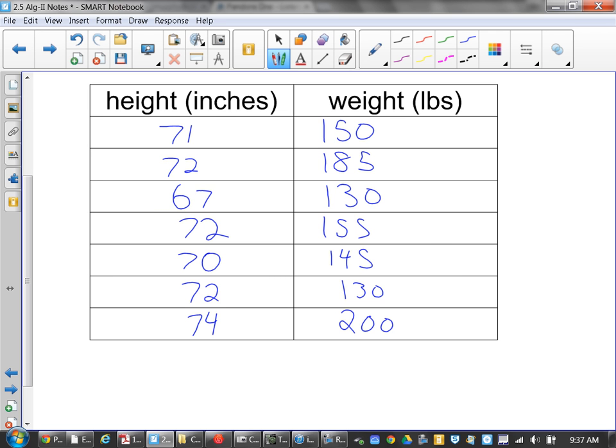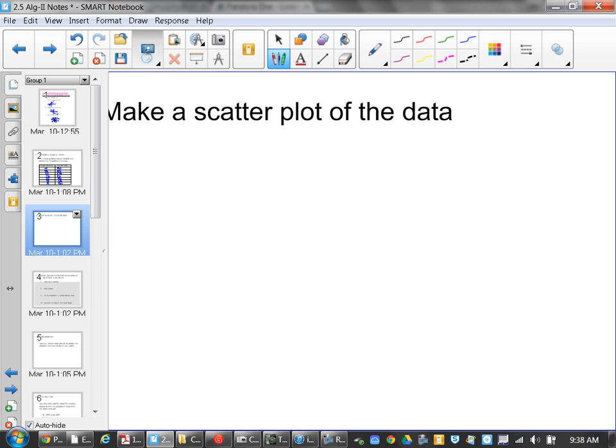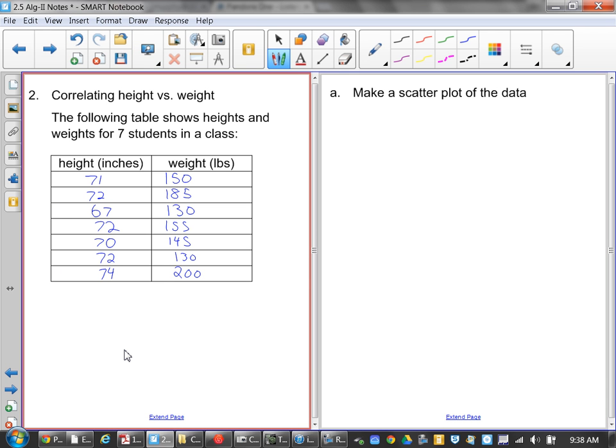So what this has given us is just a real basic generic data set. Everybody okay with that? Now, when you get data sets like this, it's a matter of just plotting it, height versus weight. Does it matter which one goes where? Not really. So let's see here. If I want to do a double screen so we have them both up, I want to make a scatter plot of the data.